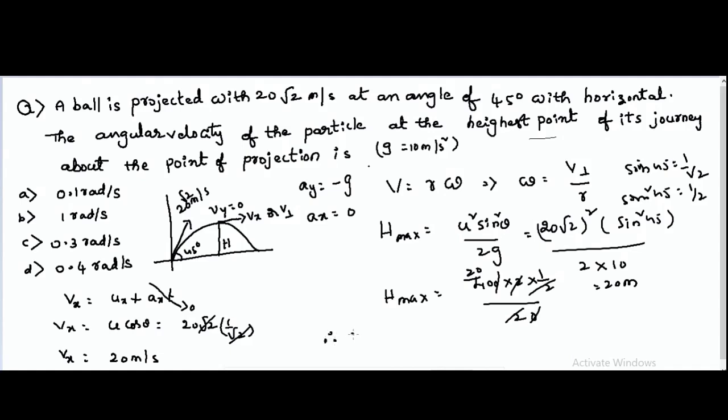Therefore, angular velocity omega equals, what is V perpendicular here? We got 20 meter per second, divided by the perpendicular distance from the horizontal, which is 20. 20 gets cancelled, then we will get 1 radian per second at the highest point. So option 2 is the correct answer.